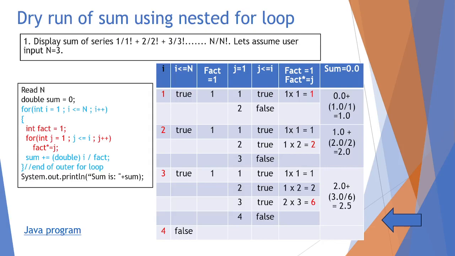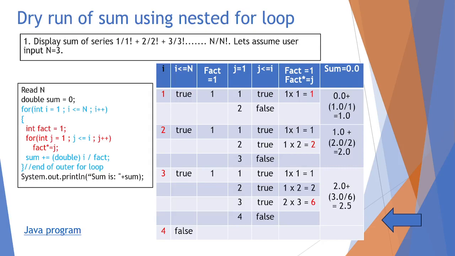In the second term, we want to do 1 multiplied by 2. So it depends on i. So j less than or equal to i, j plus plus, fact *= j. Then sum up. Somehow i upon, i is 1, upon factorial of i, that is 1. In the second case, double i, that is 2.0, this is explicit conversion, upon factorial of 2. And at the end, after all the for loops, we display the sum.